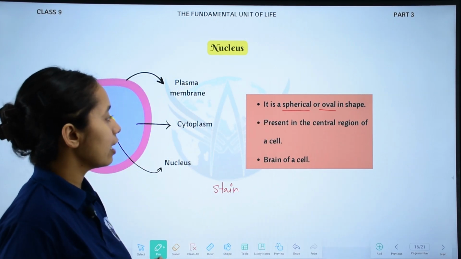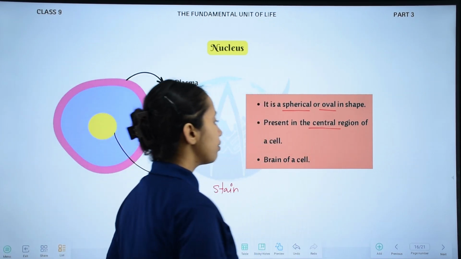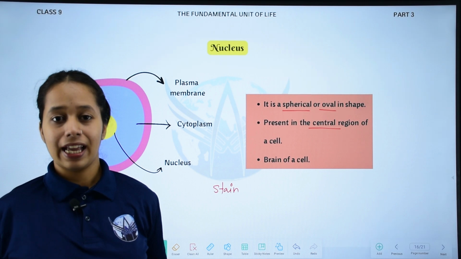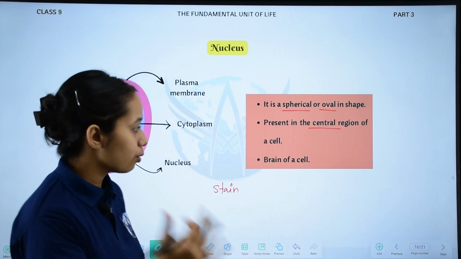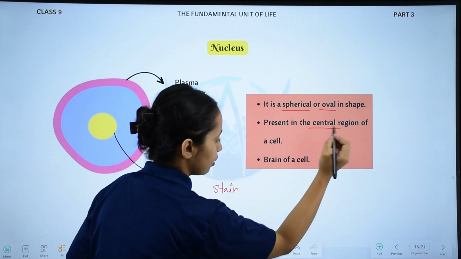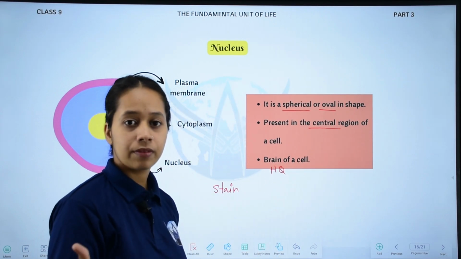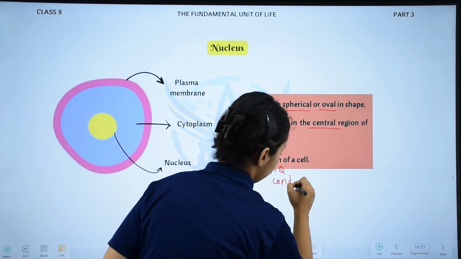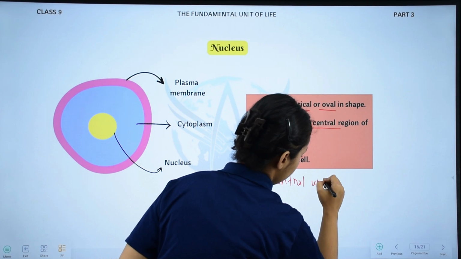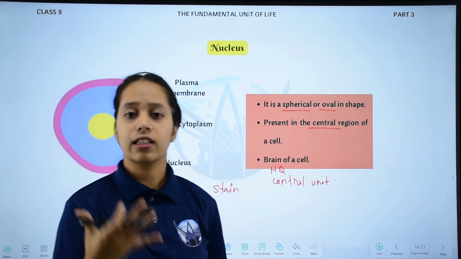Second point, it is present in the central region of a cell. The nucleus is also known as the brain of the cell. We can also call it the headquarter of the cell, or the control unit of the cell. So the nucleus is the brain of the cell, the headquarter of the cell, or the control unit of the cell.